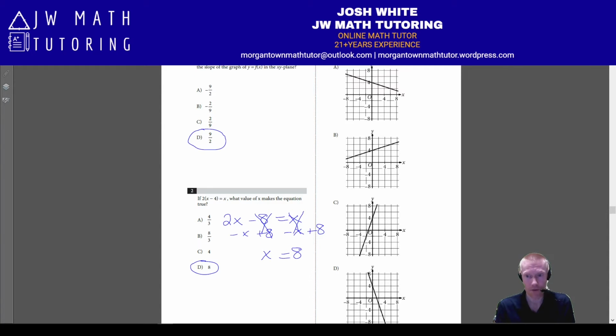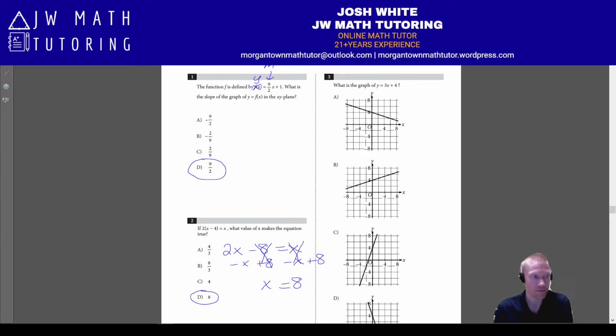All right, now sliding over to the right side of the page, problem number 3, it asks us for the graph of this linear equation, y equals 3x plus 4. Okay, so a couple things. Notice, first of all, the y-intercept is 4. We know the slope also is positive 3, or if we write it as a fraction, 3 over 1.